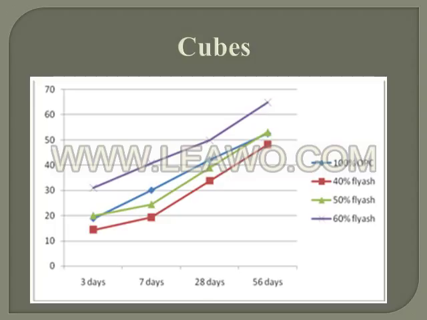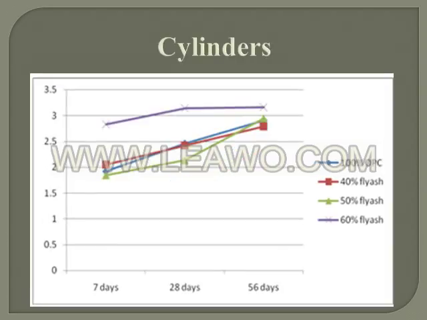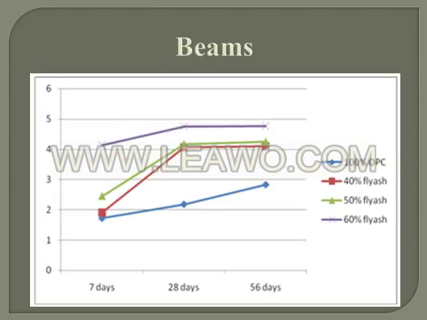This graph shows the result for all the mixes during all its age days, that is on 3, 7, 28 and 56 days for cubes. This shows that the 60% fly ash combination gives the highest strength, which can be adopted. This graph shows the result of the split tensile test which was carried out for cylinders for 7, 28 and 56 days. This graph was derived from the result of the flexural strength test.